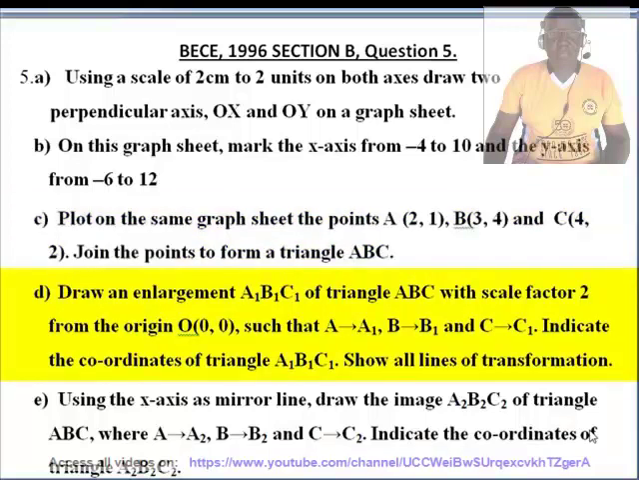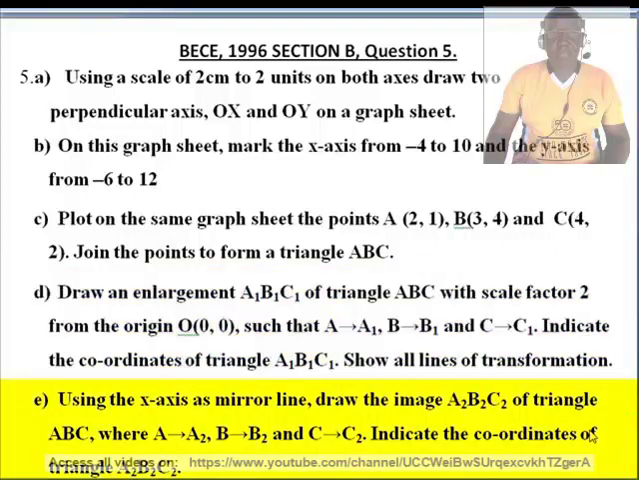5D. Draw an enlargement A1, B1, C1 of triangle ABC, with scale factor 2 from the origin O, with coordinates 0, 0, such that A maps into A1, B maps into B1, and C maps into C1. Indicate the coordinates of triangle A1, B1, C1. Show all lines of transformation.